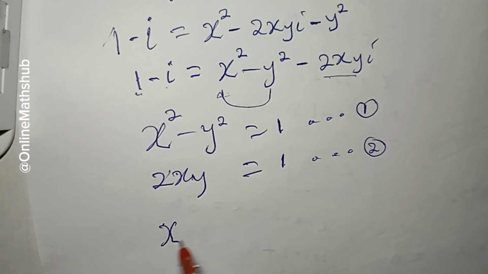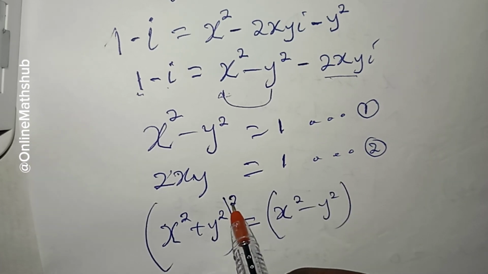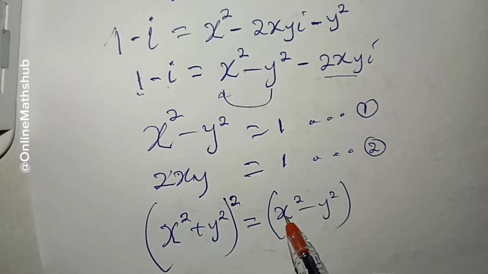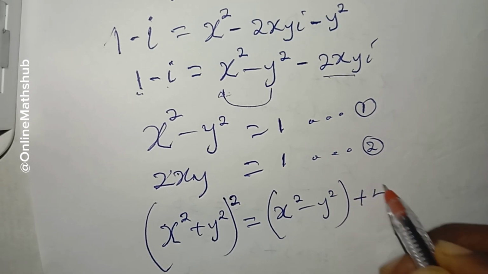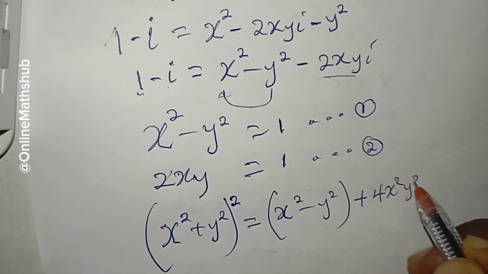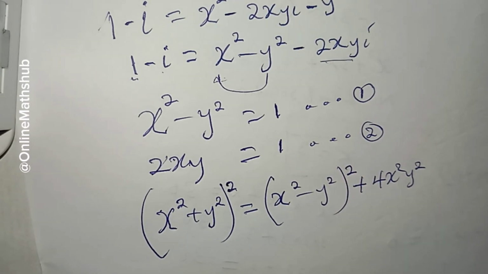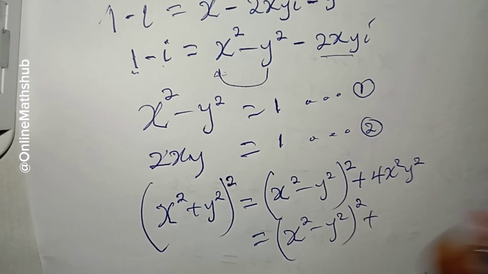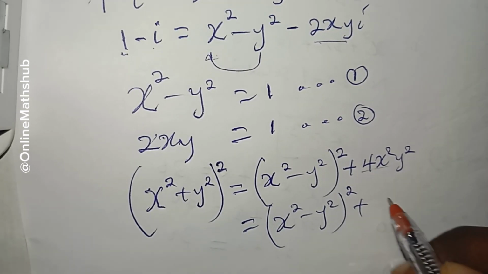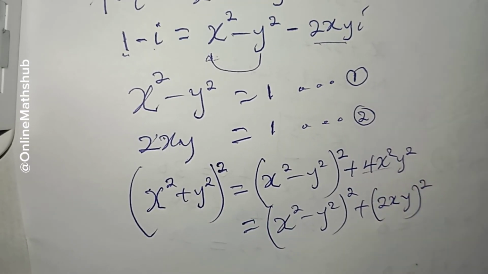Recall that (x squared plus y squared) to the power 2 is going to give you (x squared minus y squared) squared, plus 4x squared y squared. So this relation is also squared. This is (x squared minus y squared) all raised to the power 2, plus I can also write all of this as (2xy) all raised to the power 2.